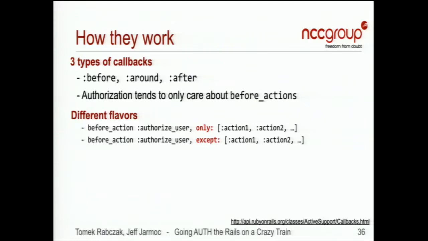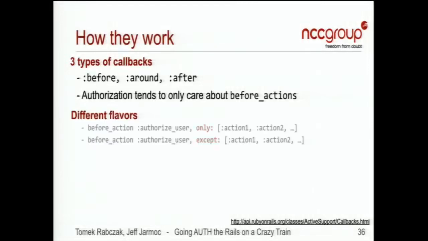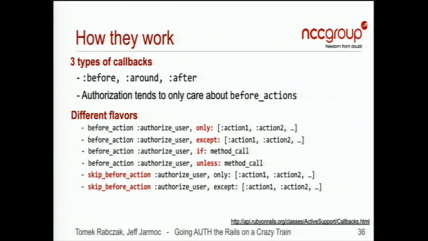But you can give it flags to say only specific actions, or except. You can say if or unless, so you can actually give it a method to call. If that returns true or false, then the before action will get run. You can say skip_before_action. So in the application controller, we had that authorize_user, and that's going to get run by default in every action. You would use this to say, if you have a public controller, for example, skip the authorize_user action. You can also give it procs, which are just blocks of code that can get run. You're not going to see this very often, though.